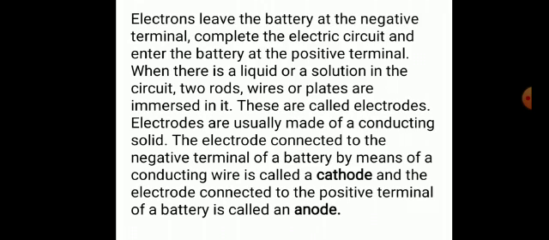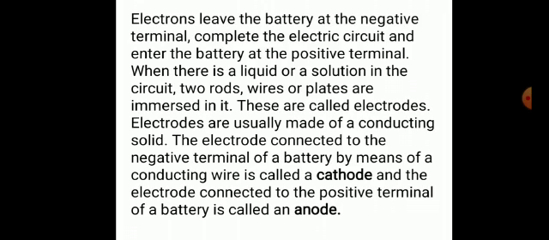So how are the electrons moving? Electrons are moving from the negative end to the positive end of the electric circuit, and conventionally current flows from the positive end to the negative end of the battery. Cathode is the negative terminal of the battery. The electrode which is connected to the negative terminal of the battery through conducting wire is called the cathode, and the electrode connected to the positive terminal of the battery is called the anode.